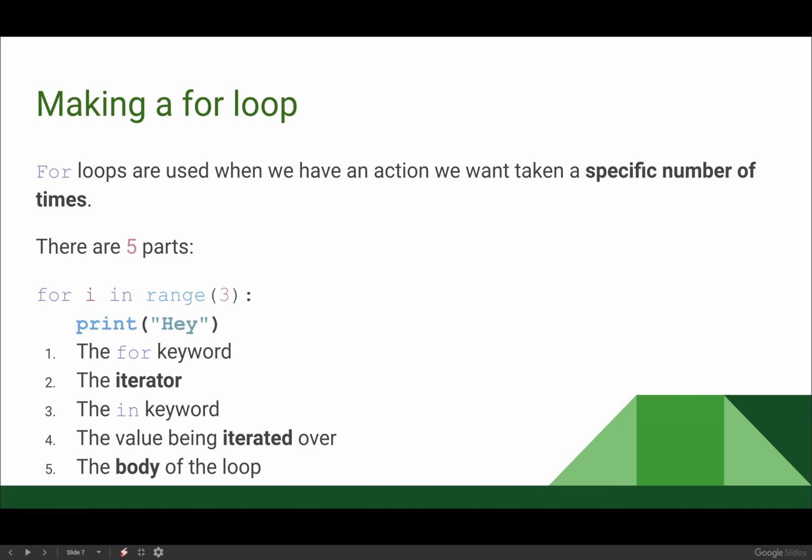Hey, hey, hey is absolutely correct, because we are going to repeat three times the print hey. So we will print hey, we will loop, print hey, we will loop, and we'll print hey. So there we go. There is our structure for a for loop.